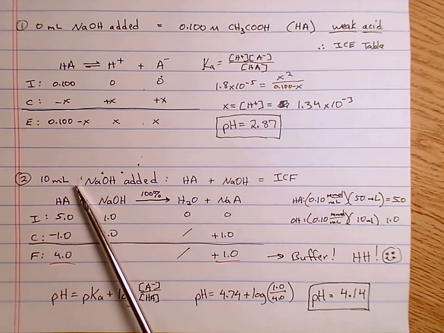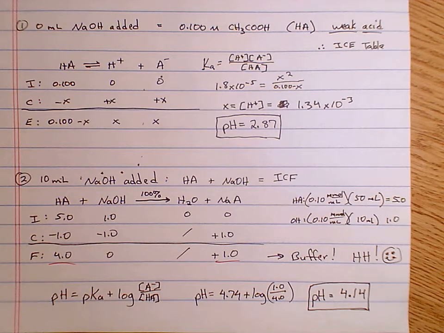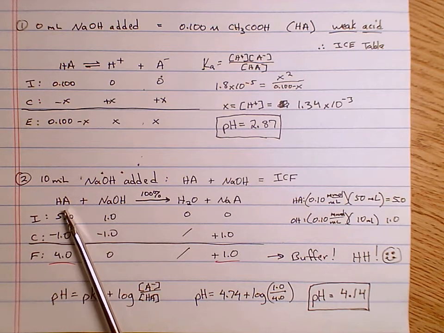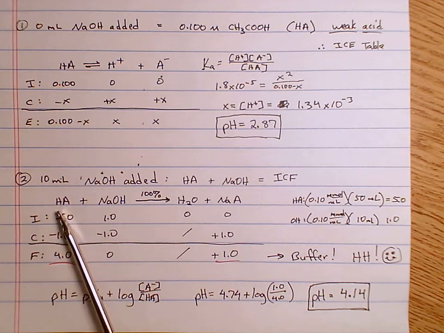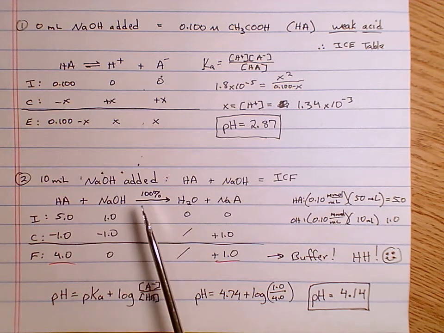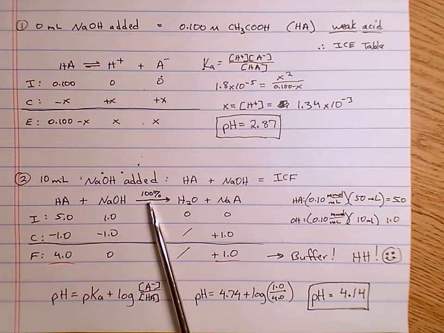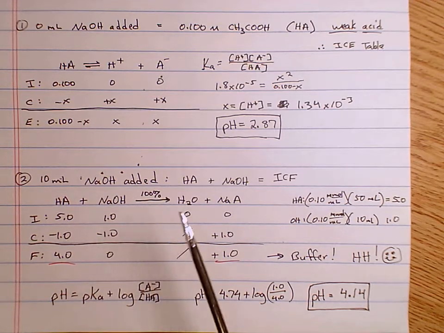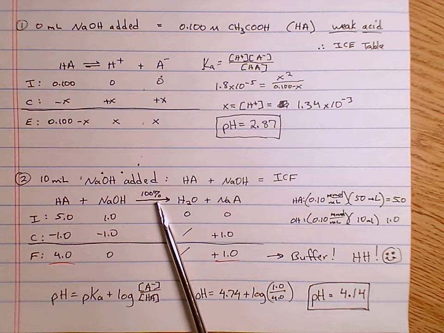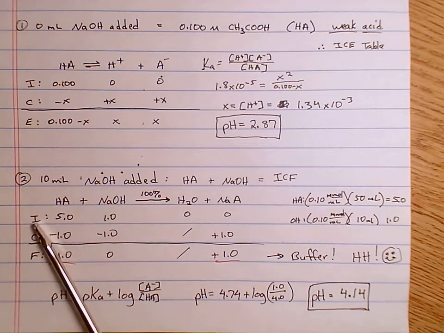Now, let's add 10 milliliters of base and see what happens. Well, the first thing we have to ask ourselves: we add 10 milliliters of base, what's the base going to react with? Well, the base will react with the weak acid that's in there. Recall, when you have a weak acid and a strong base, that's a 100% reaction. This is not an equilibrium. This is 100%. Since it's not equilibrium, this is a stoichiometry calculation.